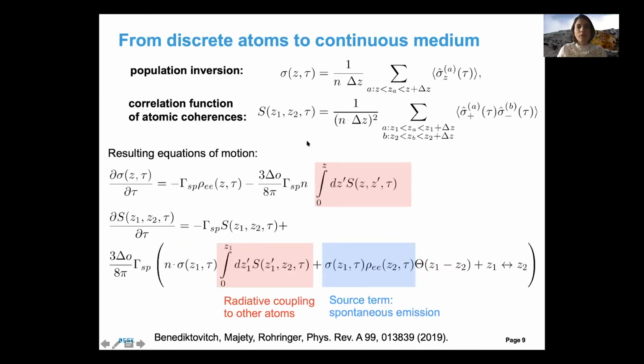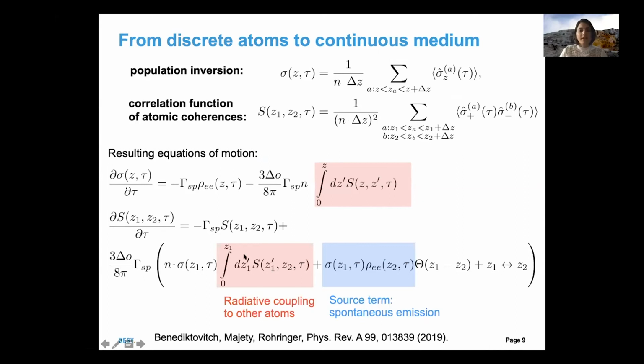One can then also go to a continuous description of the medium by not looking into particular atoms A and B, but really performing a coarse-grained average over space. Then one gets a function that accounts for the population inversion as a continuous function of position Z and time, and a correlation function of the coherences. And these are the resulting equations one can then solve completely deterministically for the population inversion and the correlation function.